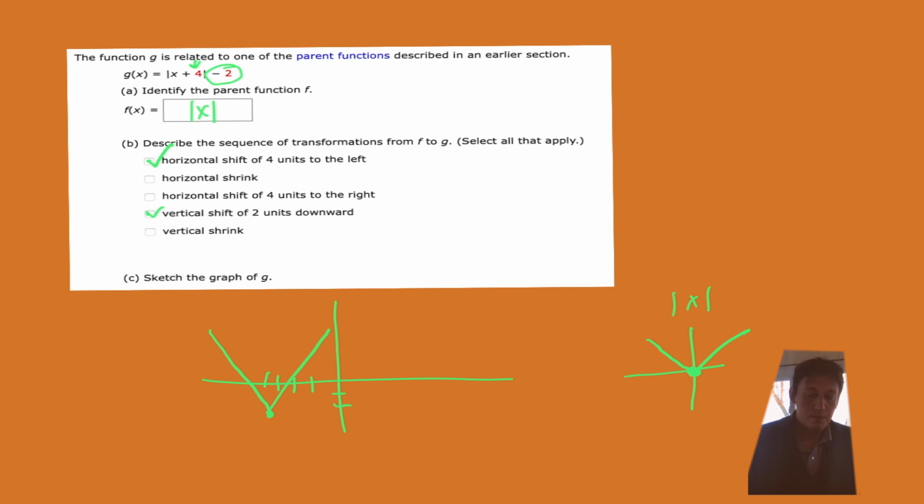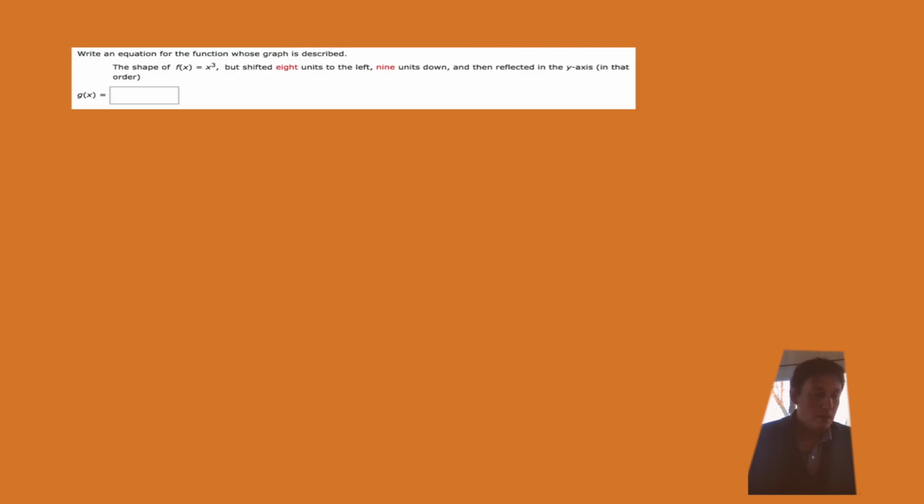Next question. It says write an equation of a function's graph as described below. So our parent function is x cubed, as we saw two examples ago. It is shifted 8 units to the left. And remember, a shift to the left or to the right occurs inside of the function. So in this case, since we're going to the left, it's going to be opposite of what you would think. Therefore, it's going to be plus 8, and that's cubed. And then 9 units down, which means on the outside, it's going to be minus 9.